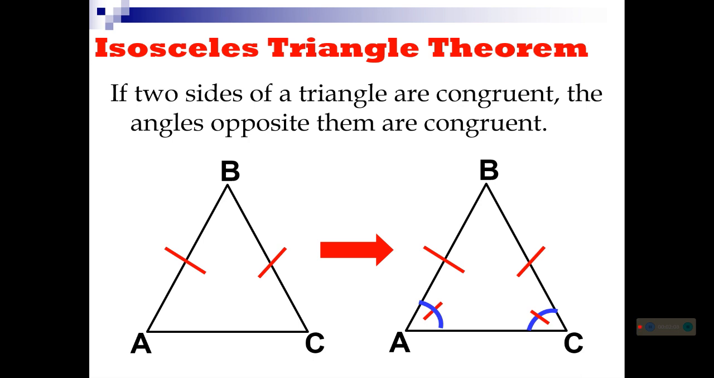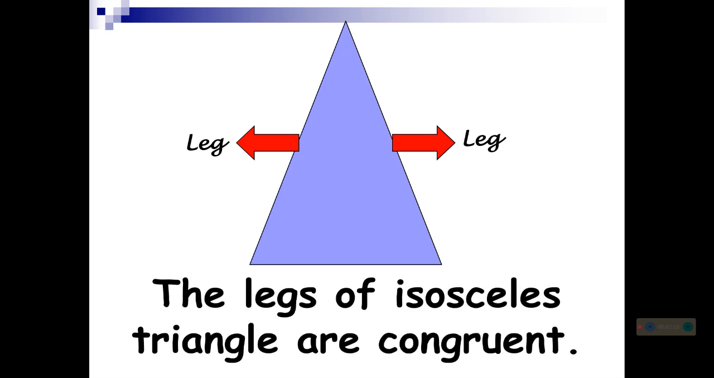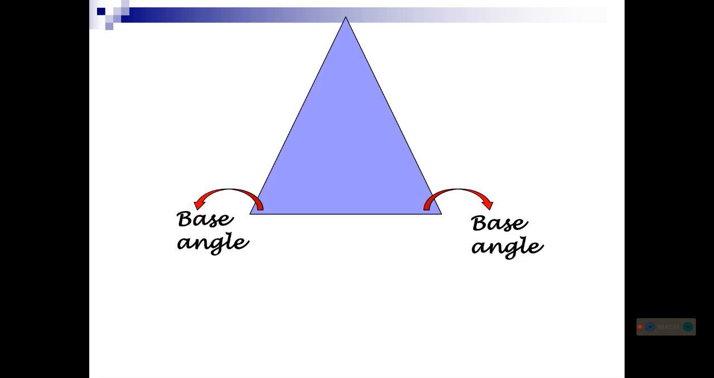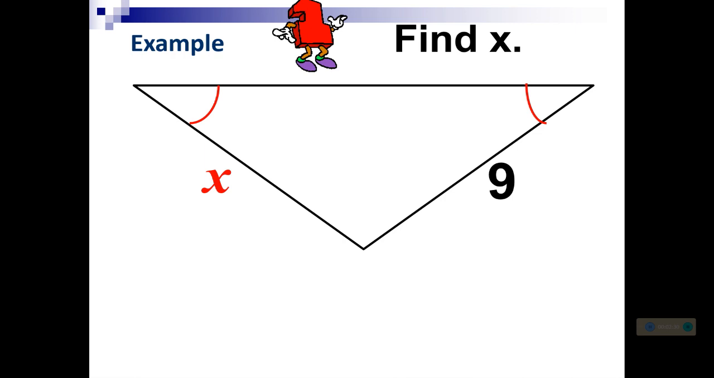To sum it up, let us have the properties from the theorem. The legs of an isosceles triangle are congruent. Another property is that the base angles of an isosceles triangle are congruent. Using this theorem, let's find our x here. What is the value of x? We have x equal to 9, which is correct.